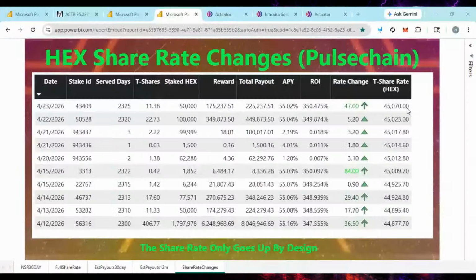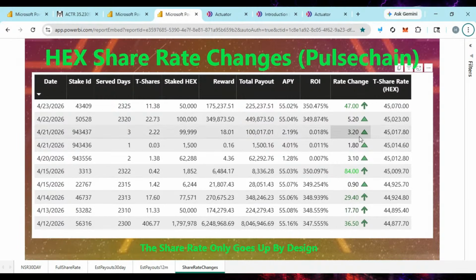And so what I was just talking about is, you can see we had a change today where T-share rate went up 47 HEX today. And then yesterday it went up 5.2. On the 21st, it went up, looks like 5 HEX per T-share, but it was broken into 2 pieces. And in this way, you really can't sit on your laurels if you're interested in HEX, right?